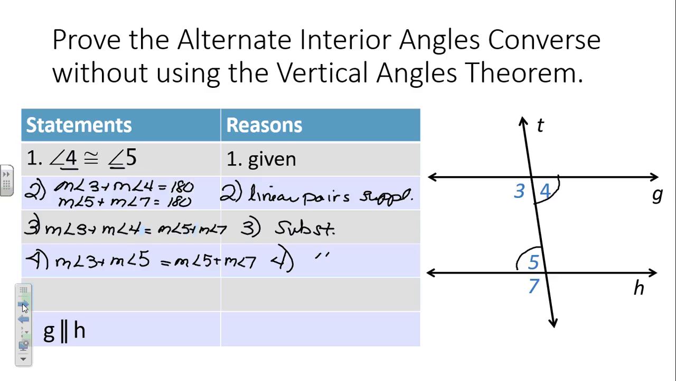All right, so we're close, right? But what do they both have in common? A 5. So can we get rid of it? Why can we get rid of it?